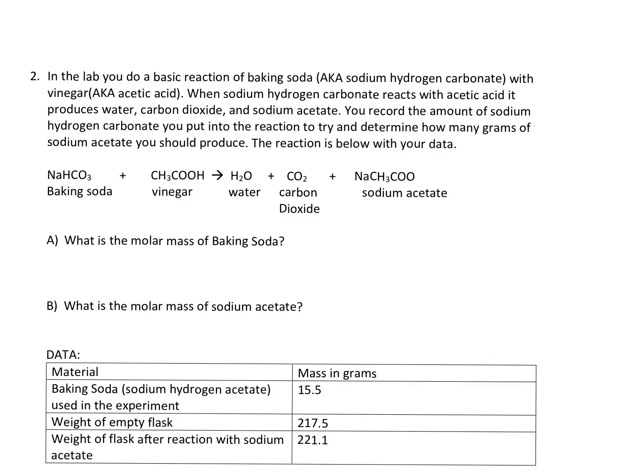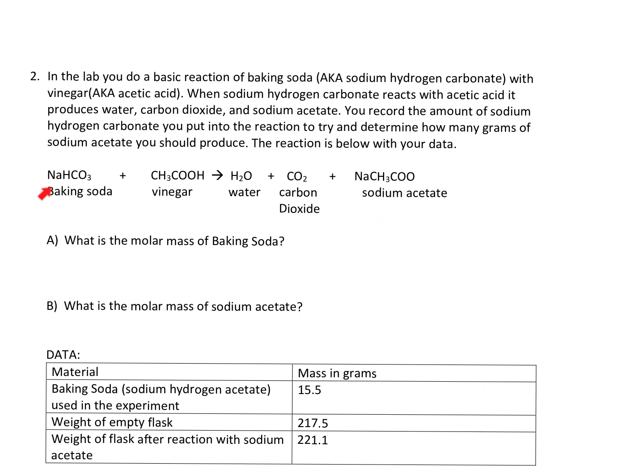All right, so we have another lab example here. It says, in the lab, you're going to do a basic reaction of baking soda with vinegar. When the sodium hydrogen carbonate reacts with acetic acid, it produces water, carbon dioxide, and sodium acetate. So we can see the balanced chemical reaction over here. Here's baking soda's formula plus vinegar, and that's going to make water, carbon dioxide, and sodium acetate.